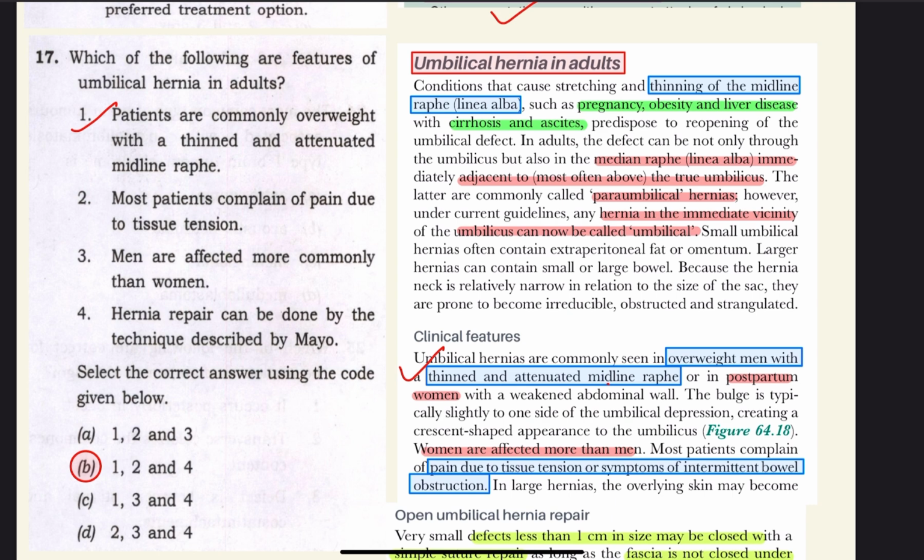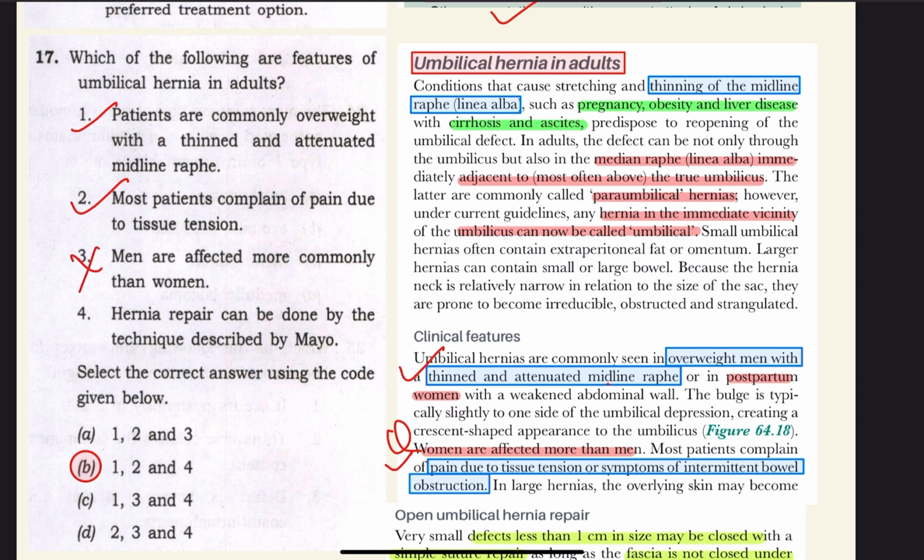Okay, yes, pain due to tissue tension or symptom of intermittent bowel obstruction. So this is also correct. Men are affected more commonly than women. No, women are affected more commonly than men. Yes. Okay, so this is wrong.